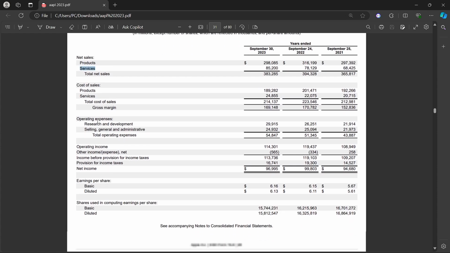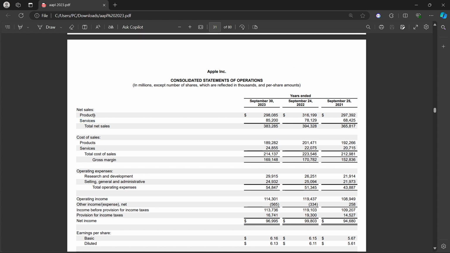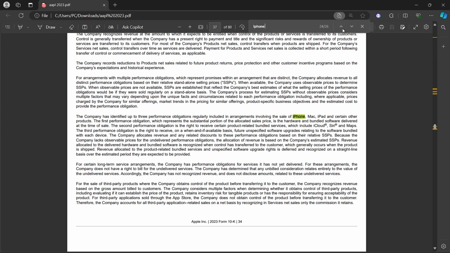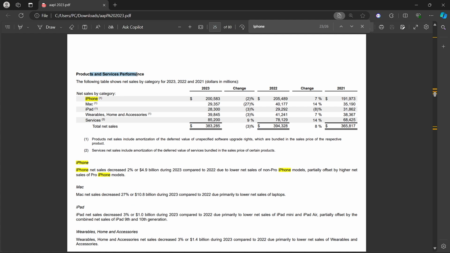And then again, I don't know if it's in the same annual report where you're going to find the actual products sold. Let me try and search. Yeah, I have searched iPhone since I know this company sells iPhones, and what I'm going to try and do here is find the parts of the revenues where it has been specified where the revenues were coming from. Let's go here. Yeah, it's here. Products and services performance. You can see net sales by category: iPhone, Mac, iPad, wearables, and home accessories. And then there are services.